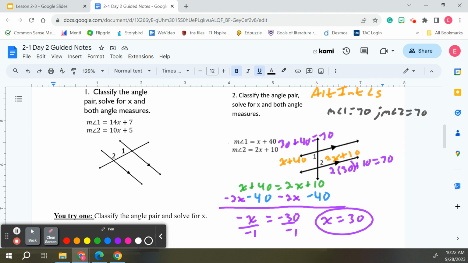Questions on this? Why don't you guys try that bottom one real quick? I'll give you a couple of minutes. Yes. Good job.